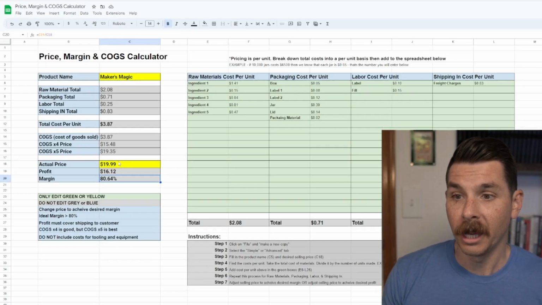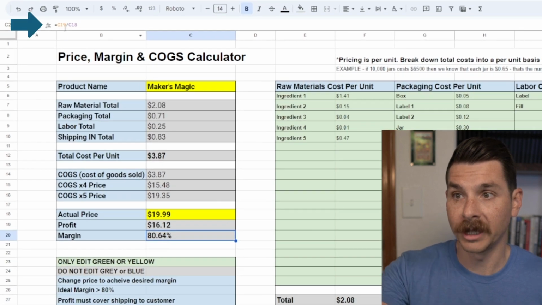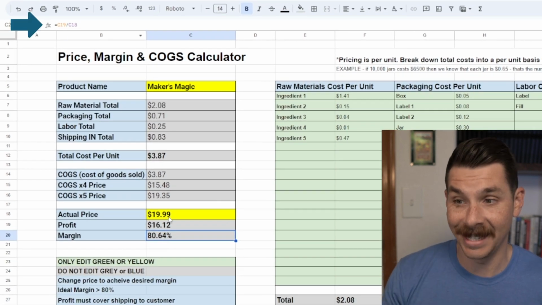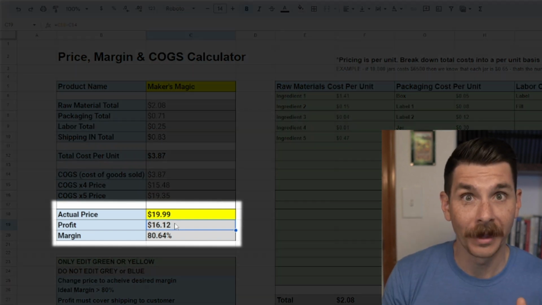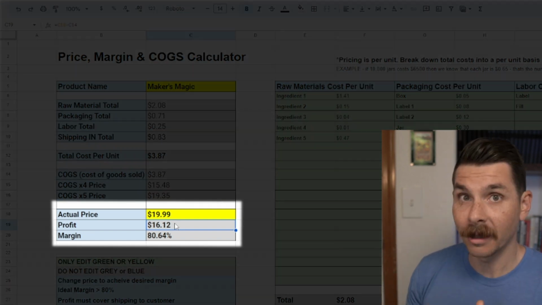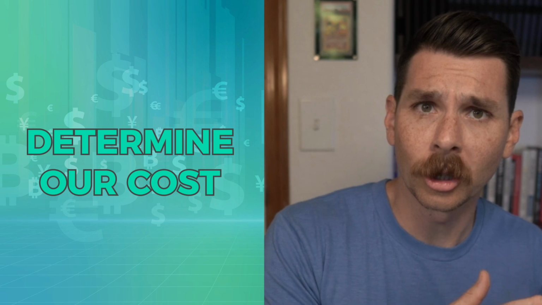For example, if you look at the calculation for margin, you'll see it's C19 divided by C18. We're going to take the actual profit we make off this item and we're going to divide it by the selling price. But how do we figure out the profit? Because in order to figure out the profit, we first have to determine our costs.